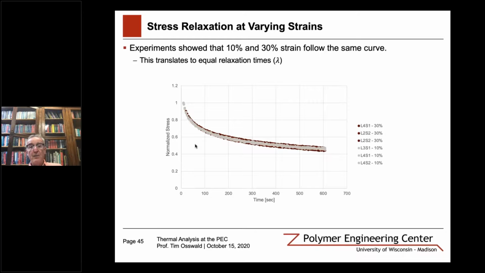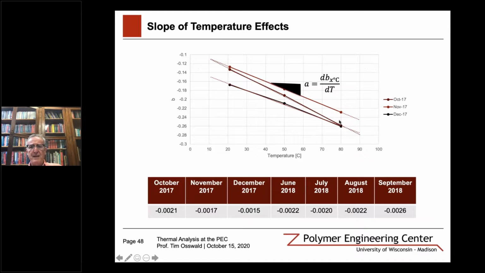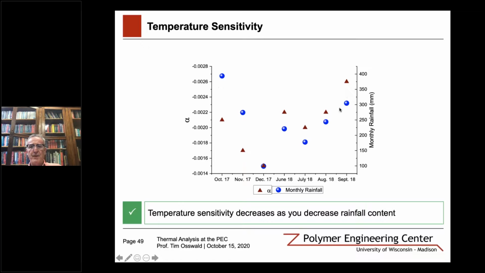So which is good news for athletic shoe designers. The other thing is the temperature behavior. We wanted to see if the temperature behavior is related to rainfall. And so we fit the curves. So this B term right here is the temperature dependence. So the change of the slope with respect to temperature, we call that A. And A, we plot it as a function of rainfall.